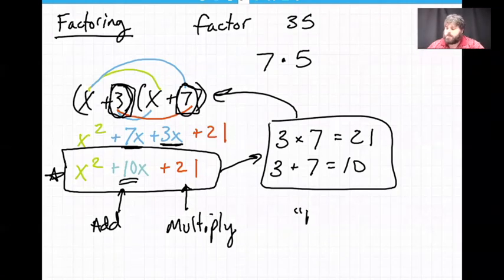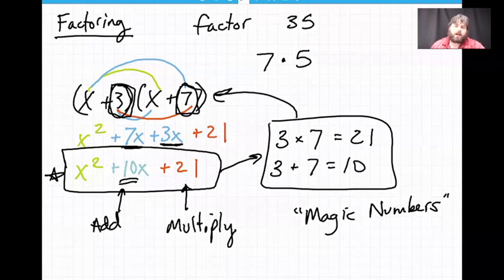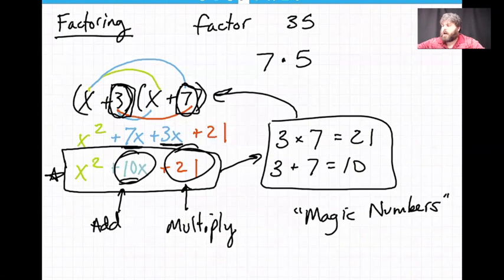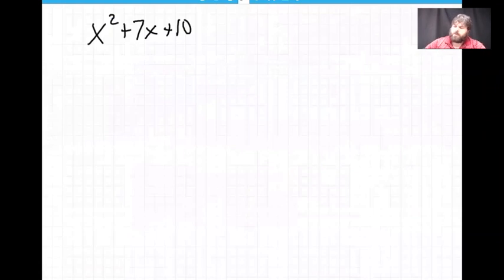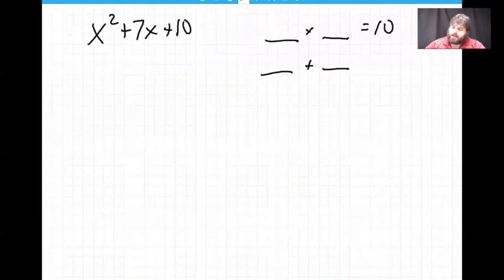Okay? I call this the magic numbers game. It's just a puzzle, and it's kind of fun. It's, you know, not horrible at least, and it helps you factor things. You're just playing this number game. I want to multiply to be this number and add to be this number. Okay? All right, so let's look at an example of this. Okay, let's try to do one. Let's try to factor x squared plus 7x plus 10. Okay, so remember, I want two numbers that multiply to equal 10, that add to equal 7.